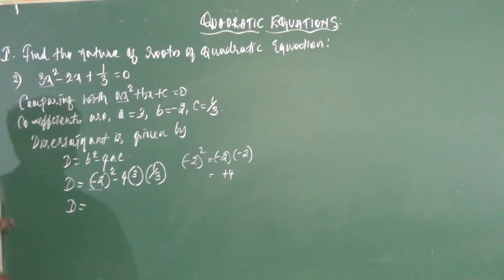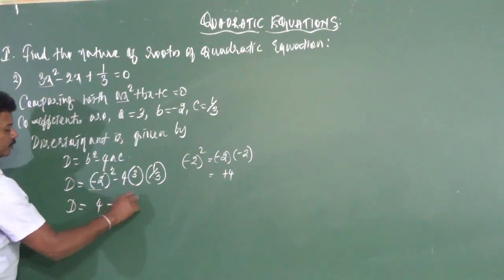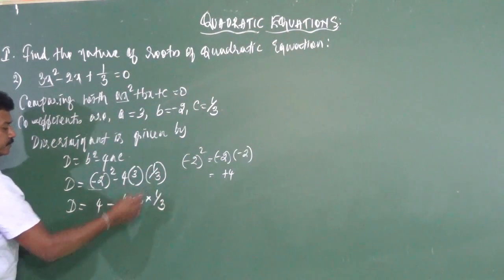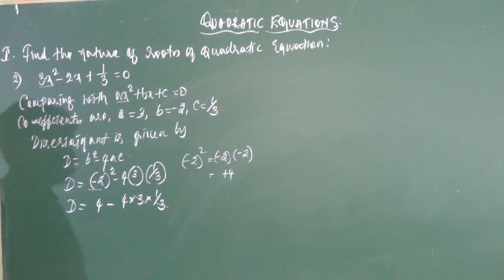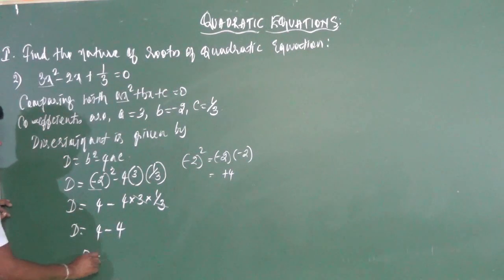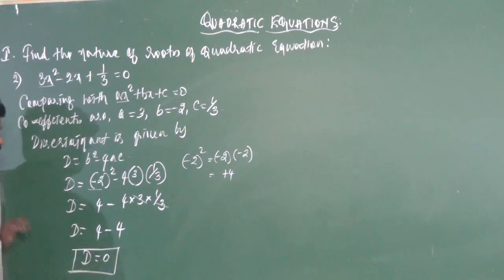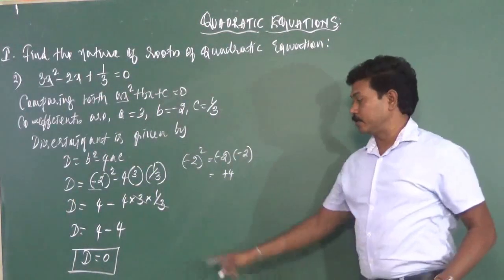So it is 4 minus 4 into 3 into 1 by 3. Easily you can cancel 3 and 3. So D is equal to 4 minus 4, so D is equal to 0. Fantastic. You have got the discriminant value as 0.